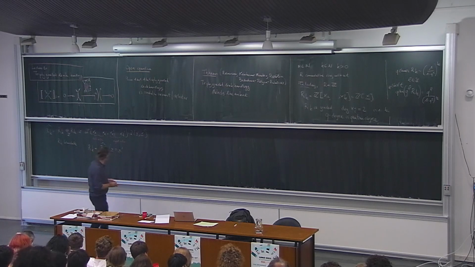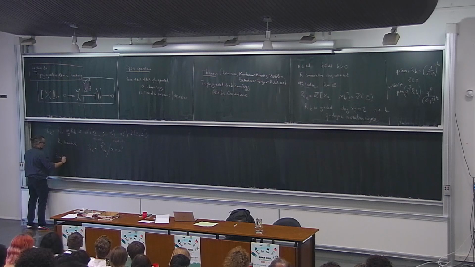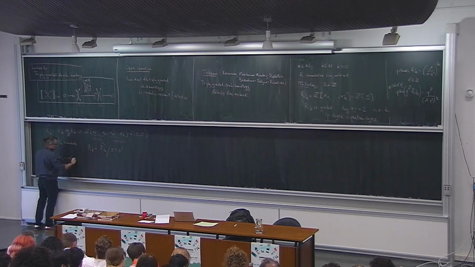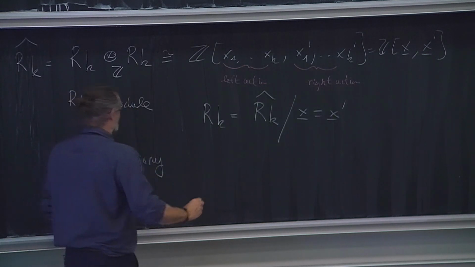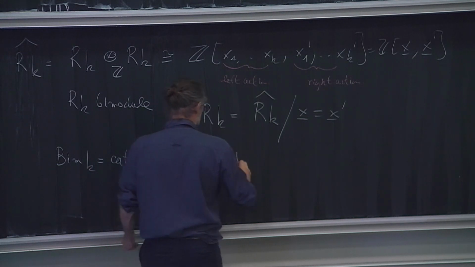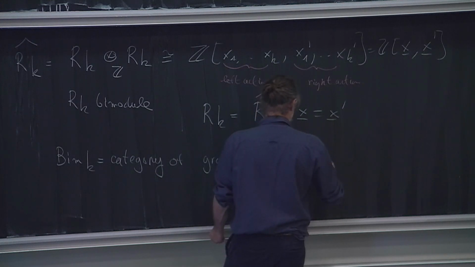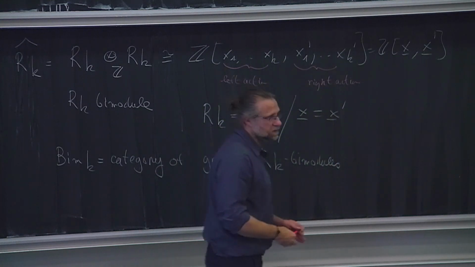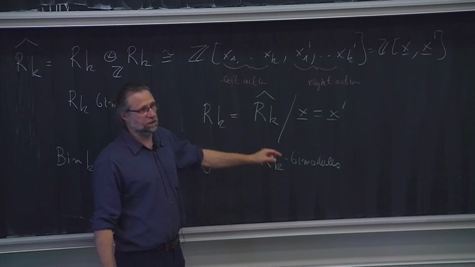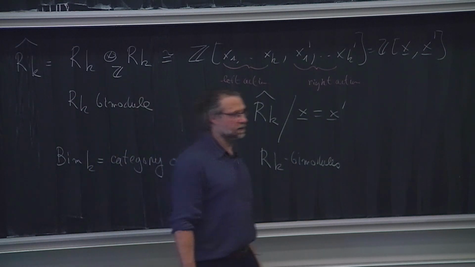Fine. Okay. So Bim_k will be the category of graded R_k bimodules. So in words, objects of this category are R_k bimodules, and morphisms in this category are just R_k bimodule maps.